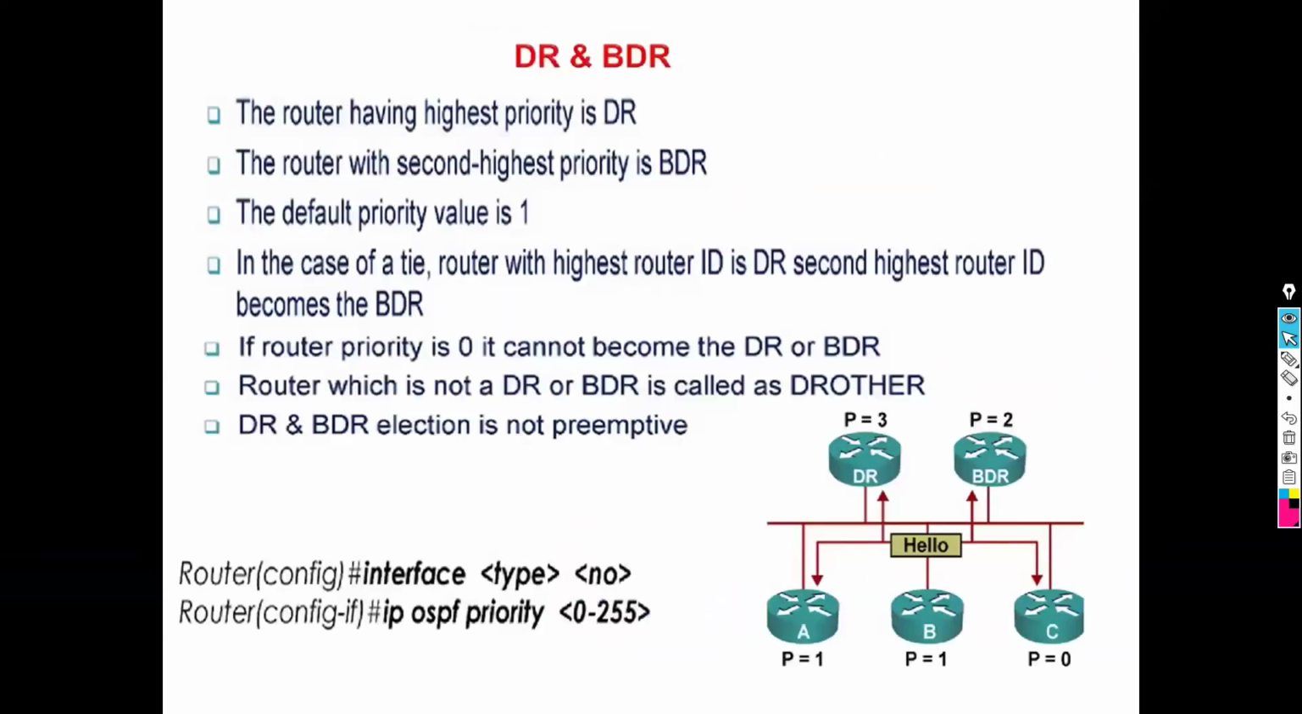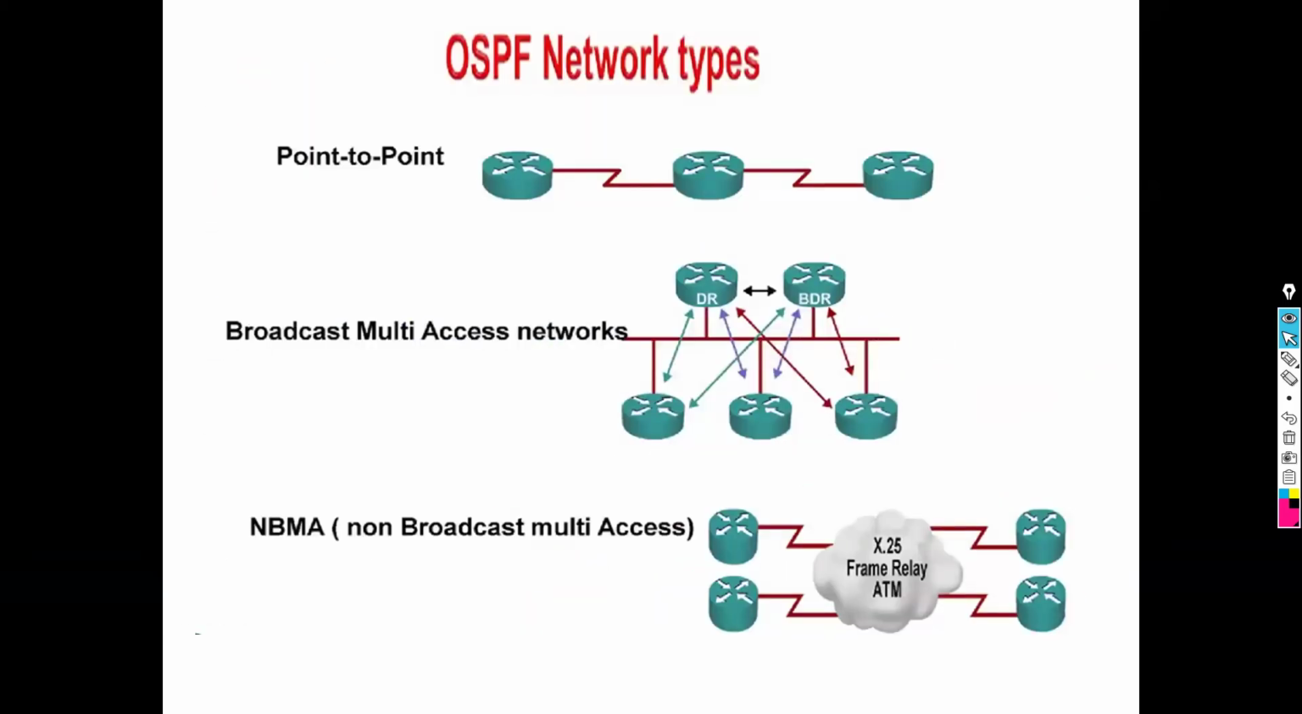Okay, now let's talk about OSPF network types. In OSPF, we have a network type. The first one is called point to point. The second one is called BMA network, or you can say broadcast multi-access.